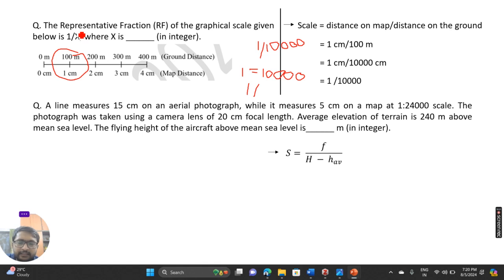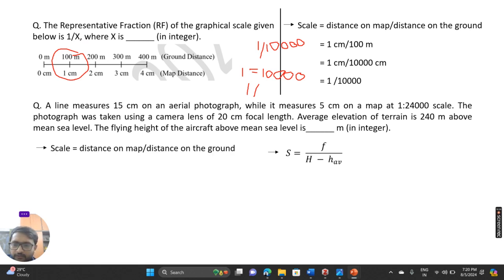I think in the last class some of you asked how they can change this question. So this is a tougher version of the question which we solved in the last class. Here the scale of the particular image is not given. So first of all we have to find scale, and the definition of scale is distance on map divided by distance on ground, or we can say distance on image divided by distance on ground, because we are taking an image through aircraft.